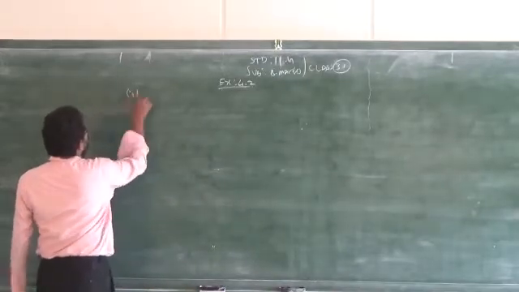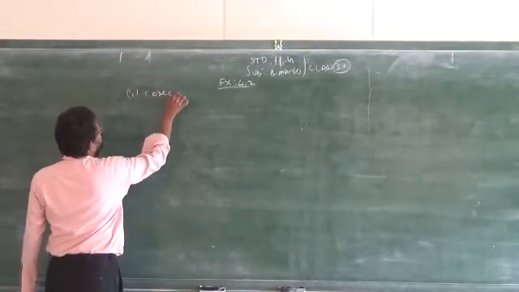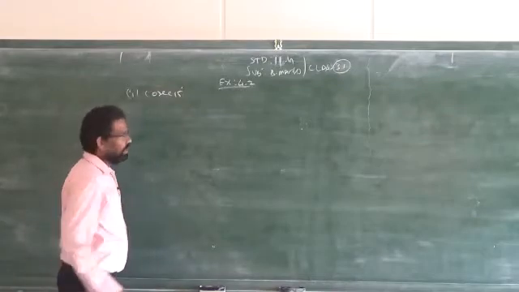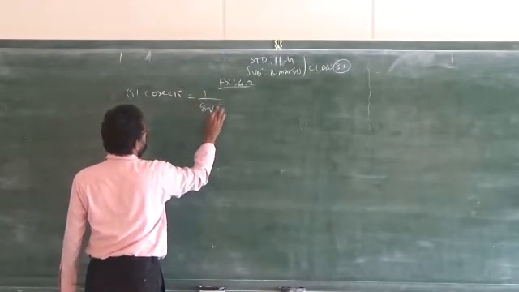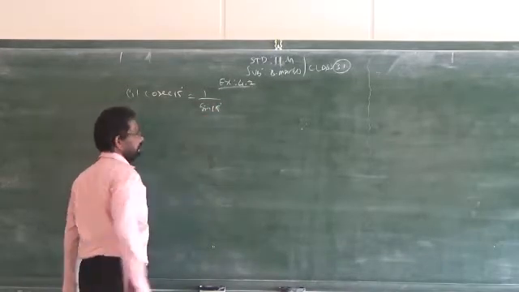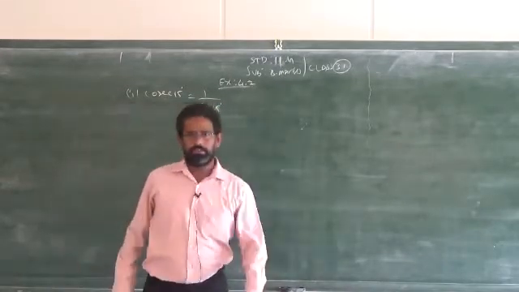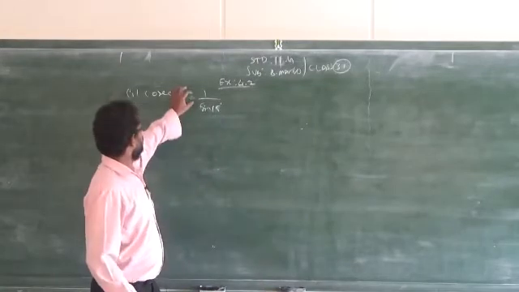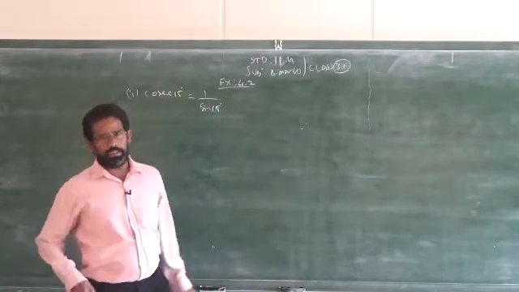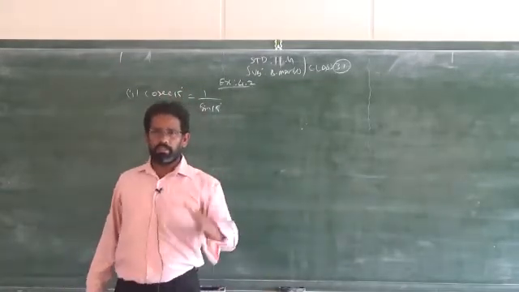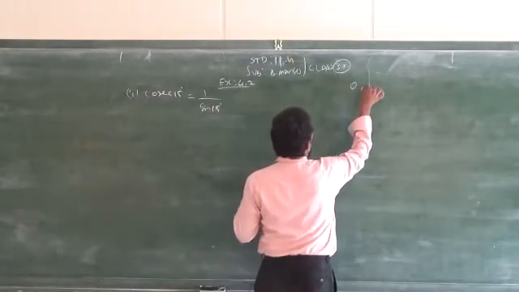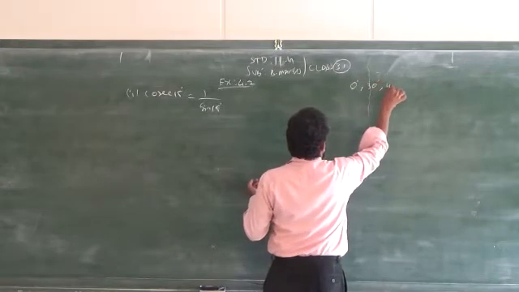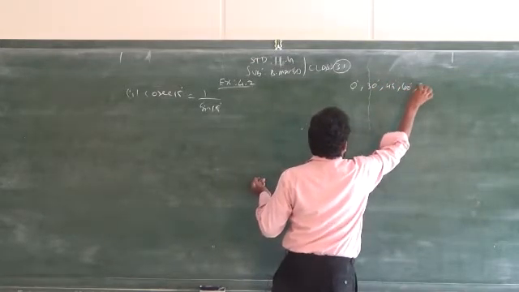Find the value of cosecant 15 degree. This is nothing but 1 by sin 15 degree. The reciprocal of sin theta is cosecant theta. This you know very well. Clear? I am sure that you know the reciprocal of sin theta is cosecant theta. So basically you know the values for 0 degree, 30 degree, 45 degree, 60 degree and 90 degree.